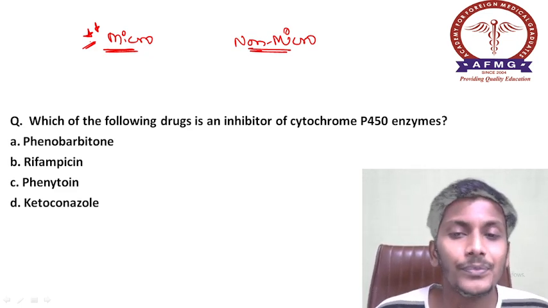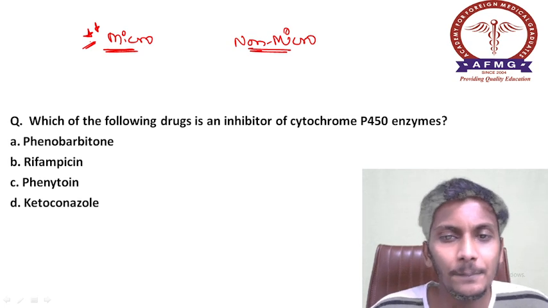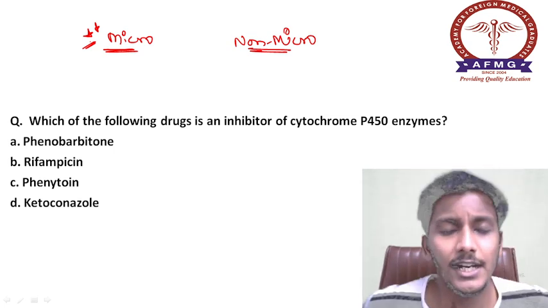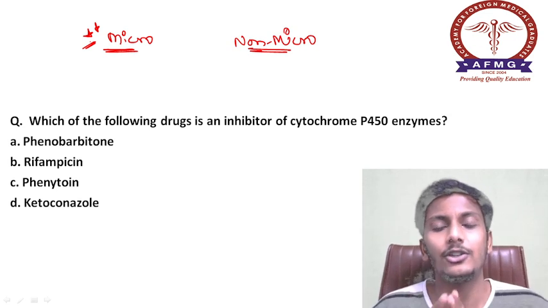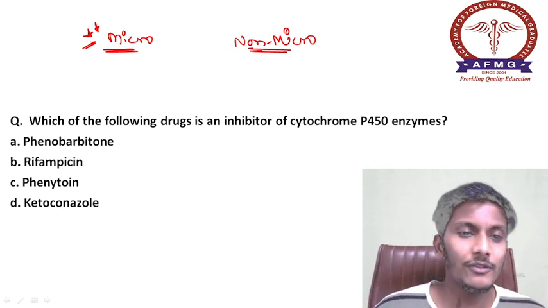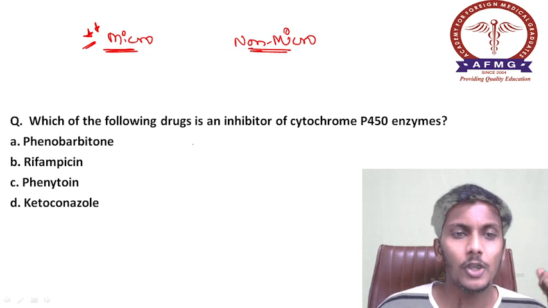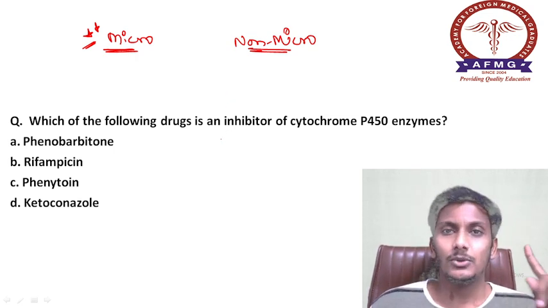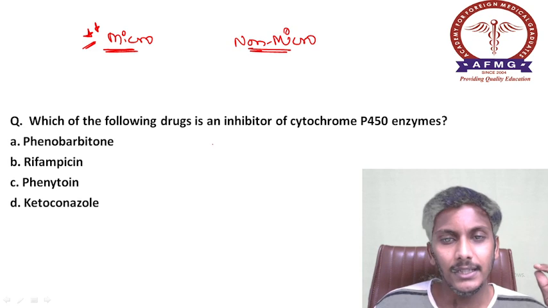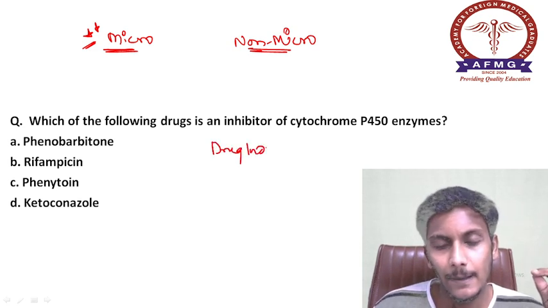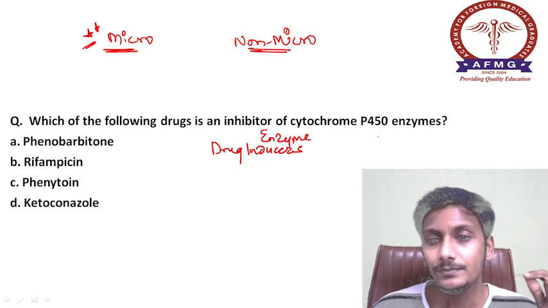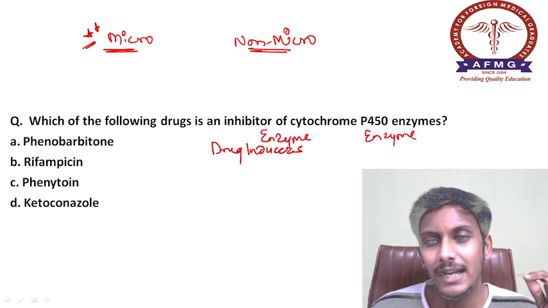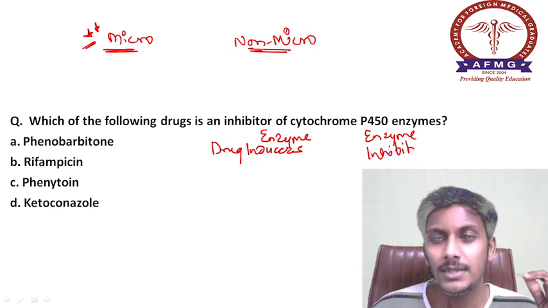Important thing. So cytochrome P450 enzymes are inhibited by which of the drugs? The options given below are option A, phenobarbital, option B, rifampicin, option C, phenytoin, and option D, ketoconazole. So please remember, we need to remember a mnemonic for this. Let's see the drugs which are enzyme inducers and the drugs which are enzyme inhibitors. Let's remember some mnemonics for this. It becomes easier to remember.